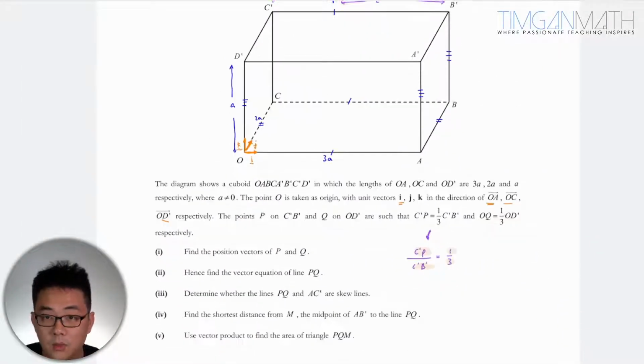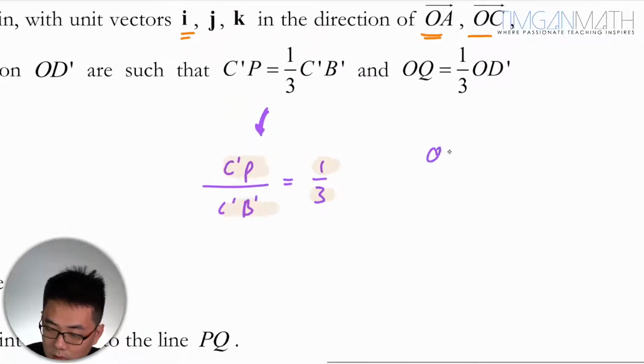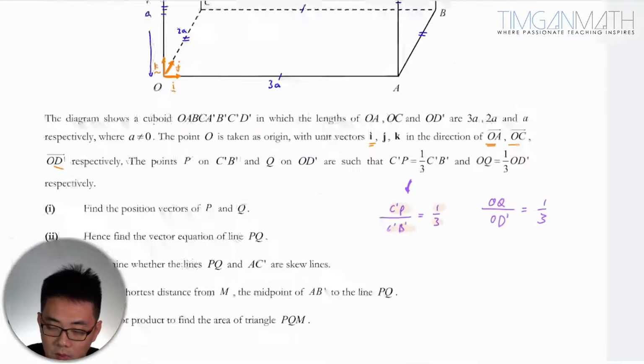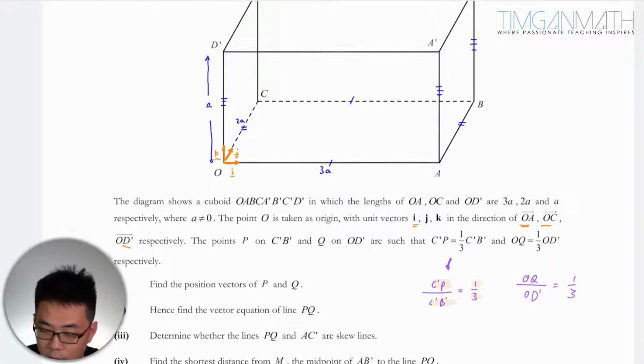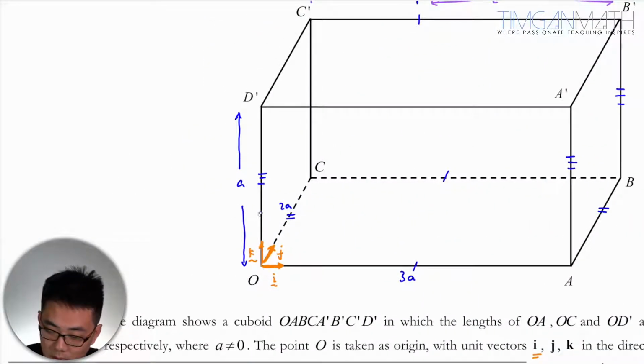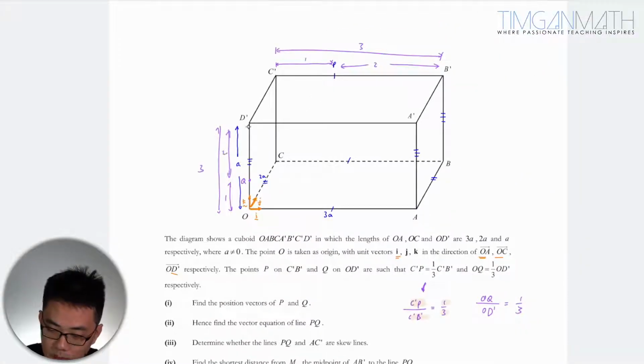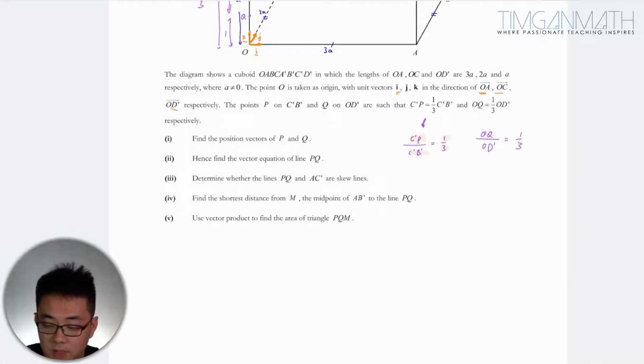Then after which we're going to do the same thing for OQ. OQ is 1/3 of OD'. OQ is 1 unit. OD' is 3 units. So OQ is the same thing. So basically Q will be here. So this is 1. This is 3. So that will be 2 on top. Okay, great. Now find the position vector of P and Q.